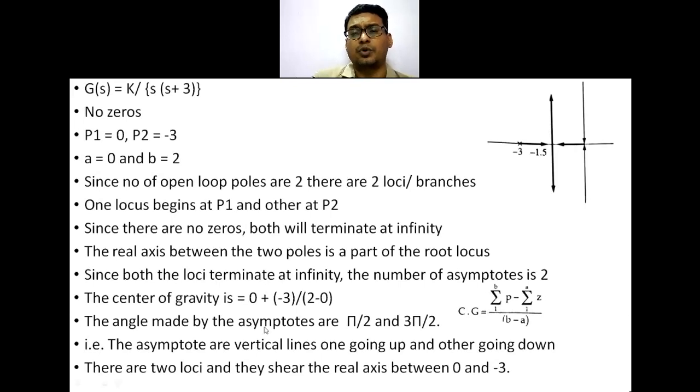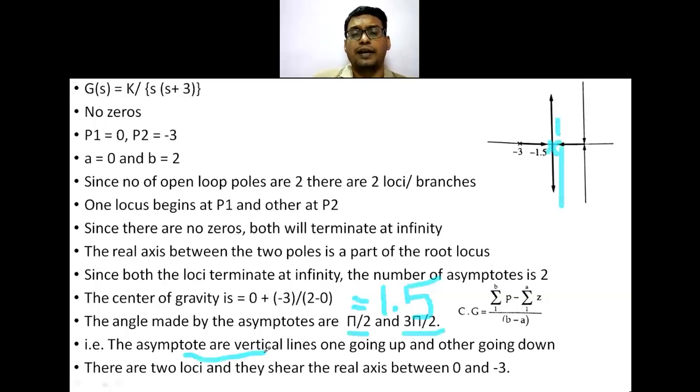So the angles made by these asymptotes are pi by 2 and 3 pi by 2. That is, the asymptotes are vertical lines. Pi by 2 is nothing but 90 degrees and 3 pi by 2 is 270 degrees. So from the center of gravity, which comes as 1.5, the two asymptotes will be starting. What angle will they make? The angles of pi by 2 and 3 pi by 2. So one line starts from the center of gravity, 1.5, going up, and one going down. The asymptotes are vertical lines.